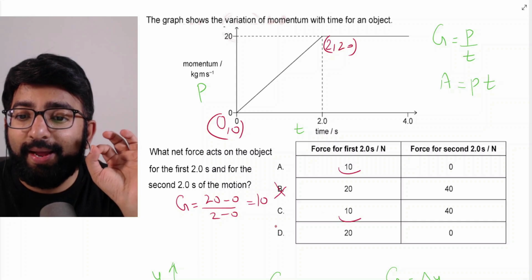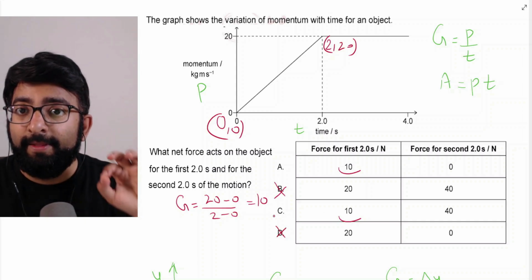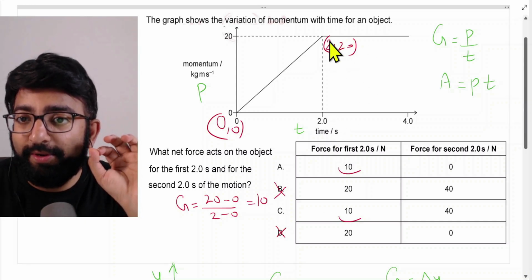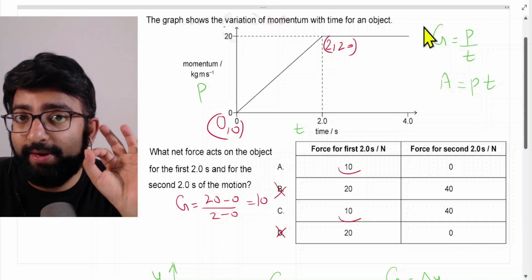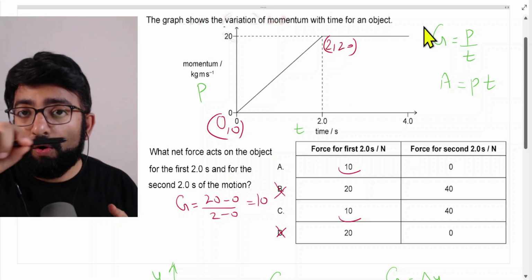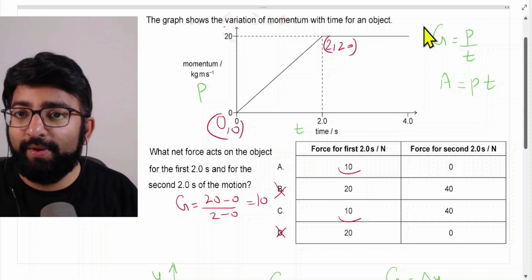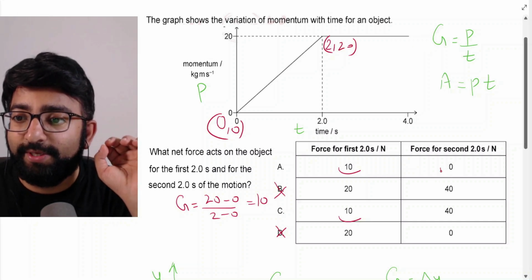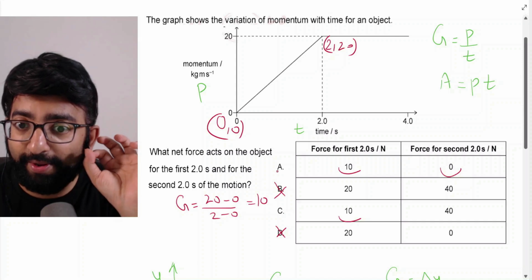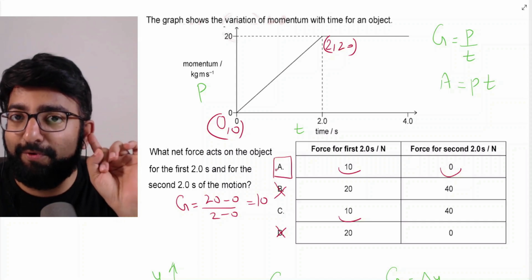Hence, options B and D can be eliminated. After 2 seconds, if you notice, the graph is a horizontal straight line and the gradient for horizontal straight lines is 0. Hence, we can say the force for the second 2 seconds is equal to 0. Hence, A is the right answer for this question.